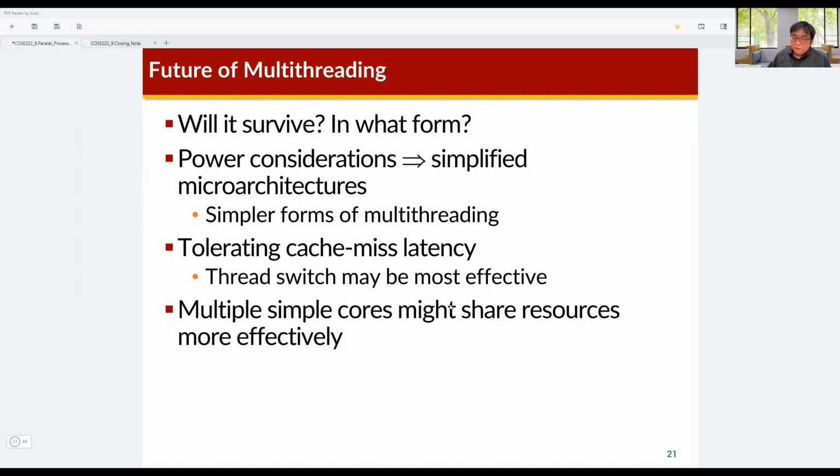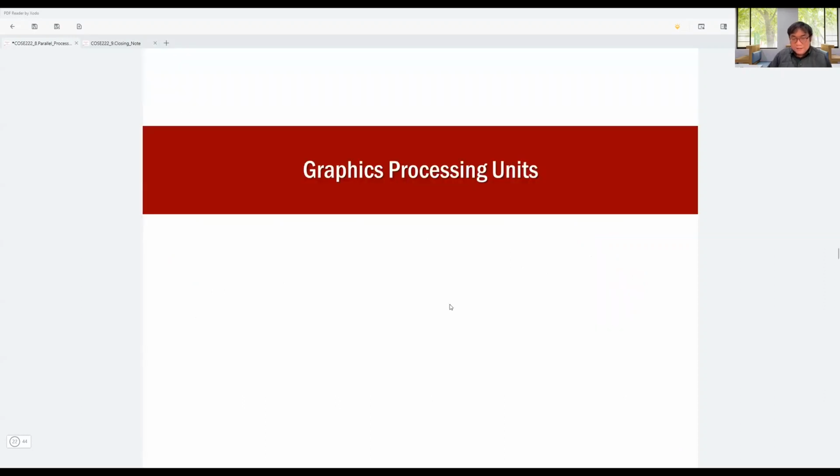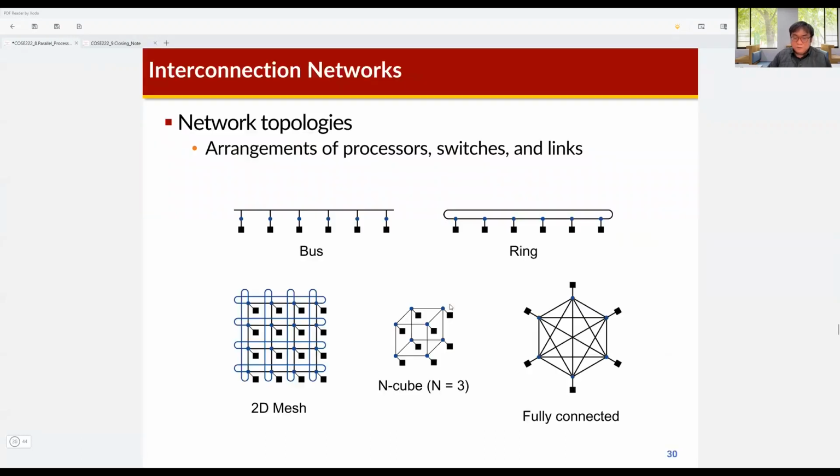That's the problem. So instead of this multi-threading architecture, we may invest in more smaller cores. And this is the idea of the GPU. The CPU has a small number of very complex cores, but the GPU has a large number of simple cores. With the GPU, we can maximize the parallelism of our processor. Okay, I will skip the GPU.